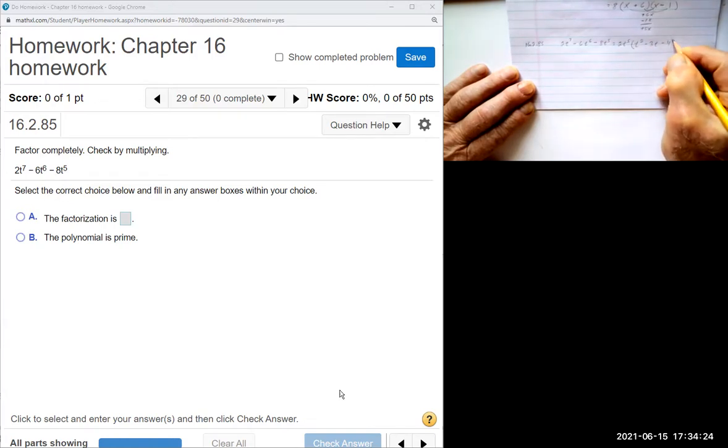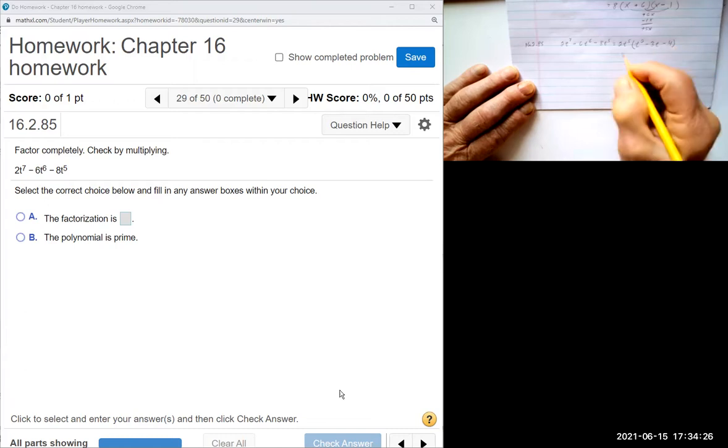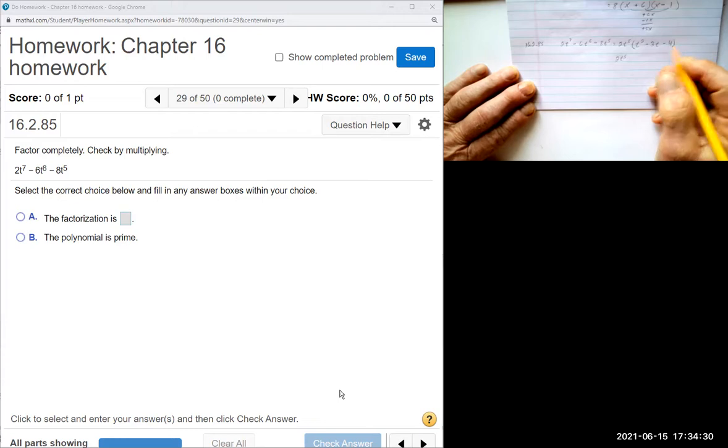minus 4. This trinomial may further factor. It's a simple trinomial. Leading coefficient is 1. Factors of 4 are 4 and 1 or 2 and 2. Which combination would either add or subtract to give me a 3? That would be this one here.